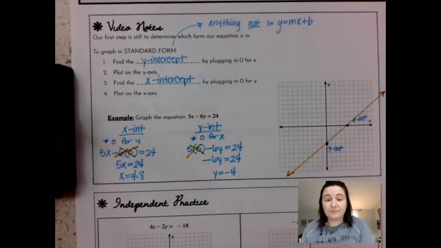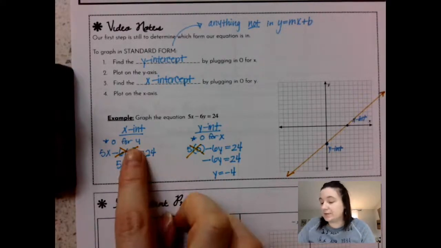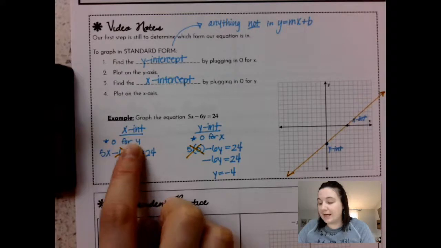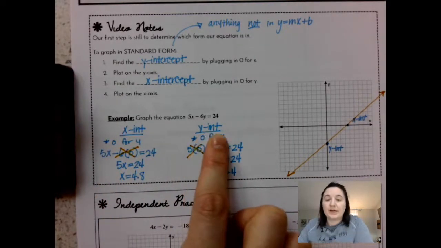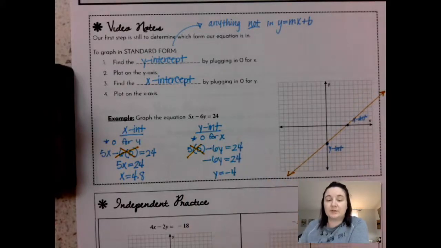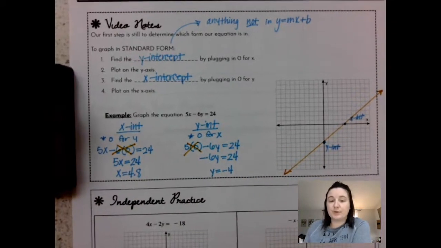And there we go. So whenever you don't have y equals mx plus b, you're going to need to do this method where you plug in 0 for y to get your x-intercept, and then plug in 0 for x to get your y-intercept, and then connect those two dots to form your line.